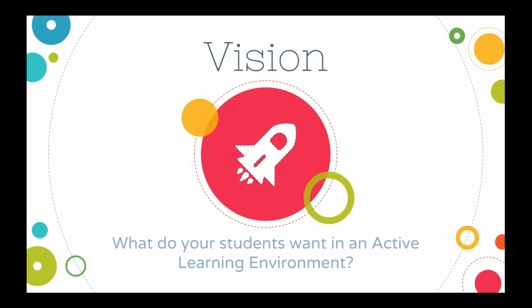So how do you start? Your first mission in this transition is to develop a vision of what you want and what your students want in an active learning environment. This is probably the hardest step of the whole process, developing that vision. But while you're developing that vision, make sure that you're asking students, what do they want to see in the space?